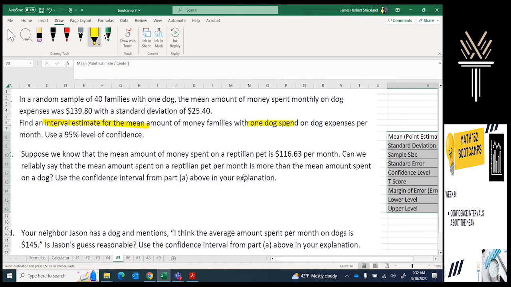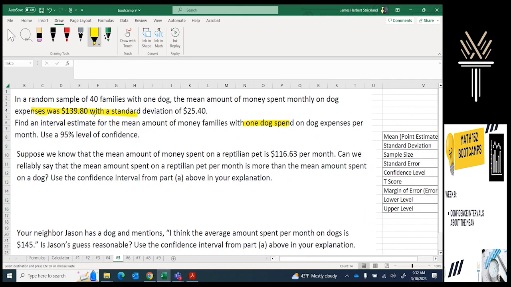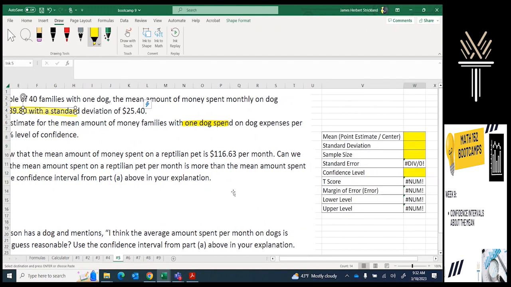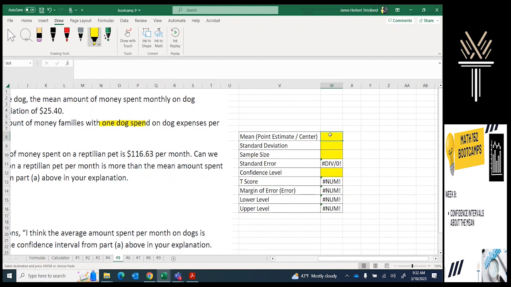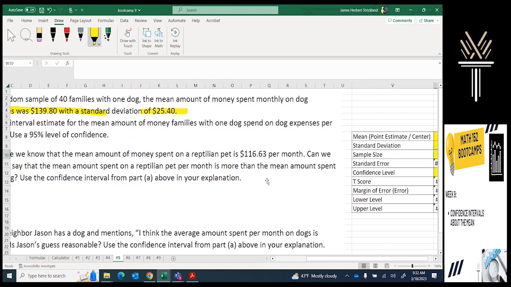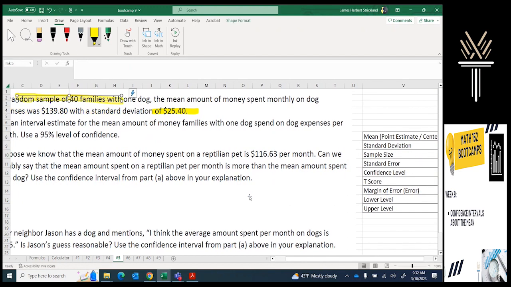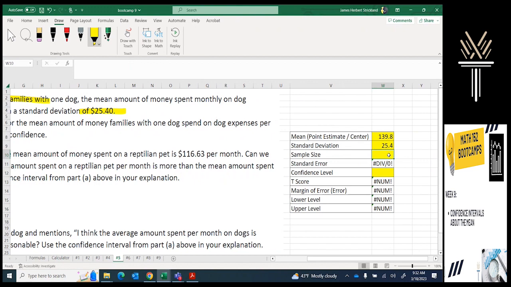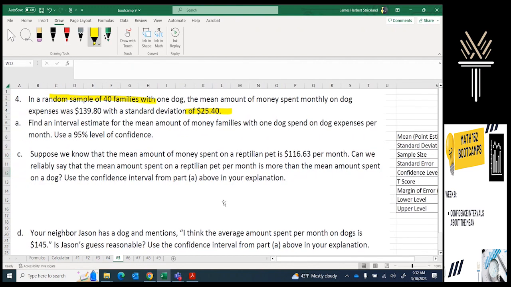Let's plug in what we know. We're told the mean. The average person spends $139.80. We're told the standard deviation. And we're given the sample size, 40. Last thing we need is our confidence level, 95%.